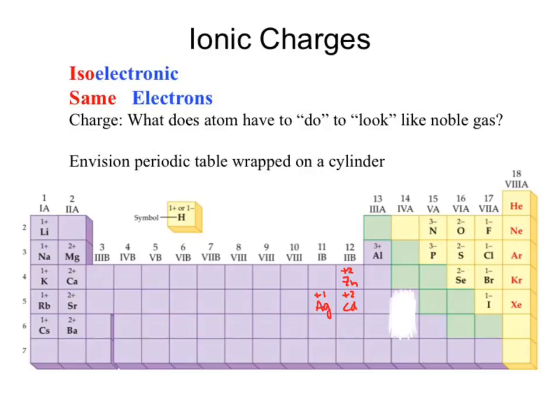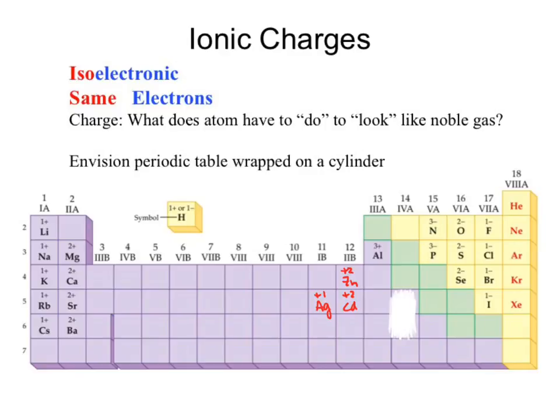Okay? So let's take a look at fluorine. What does fluorine need to do to look like a noble gas? It's going to look like the closest noble gas possible, so neon. Well, neon has 10 electrons, fluorine has 9. What does fluorine need to do? Accept one more electron. It now has 10 electrons and how many protons? 9. What's our balance of charge? -1. So fluorine becomes a -1.